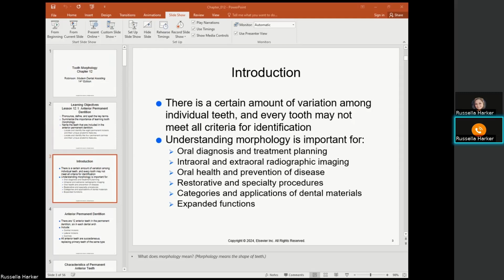So, you have to understand tooth morphology for oral diagnosis and treatment planning, intraoral and extraoral radiographic imaging. It's going to help you to know what types of film to take on certain teeth and where to mount those radiographs. It's also needed for oral health and prevention of disease, restorative and specialty procedures, categories and applications of dental materials, and when you're doing expanded functions when you get to that. So morphology means the shape of teeth.